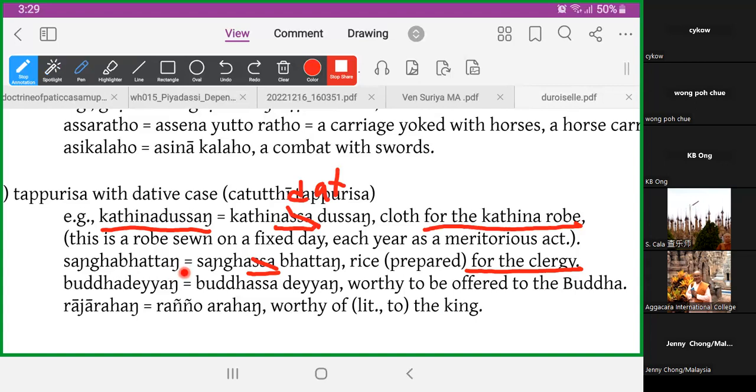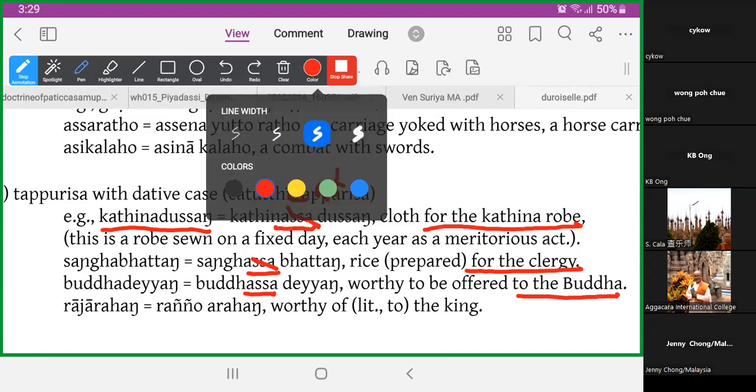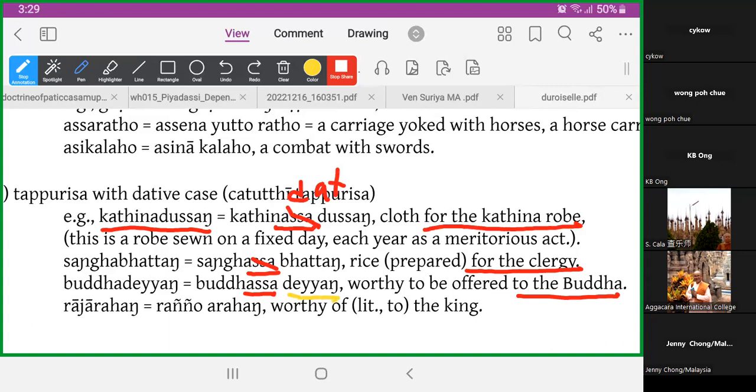Next one is Buddhassa, to the Buddha, right? So it's also dative case. Deyya is from the root da with the suffix -eyya, the future passive participle. So you have da plus eyya, to be offered. It means worthy to be offered to the Buddha. Buddhassa is dative case. So when you combine, you drop the -ssa, and you have Buddhadeyyam.